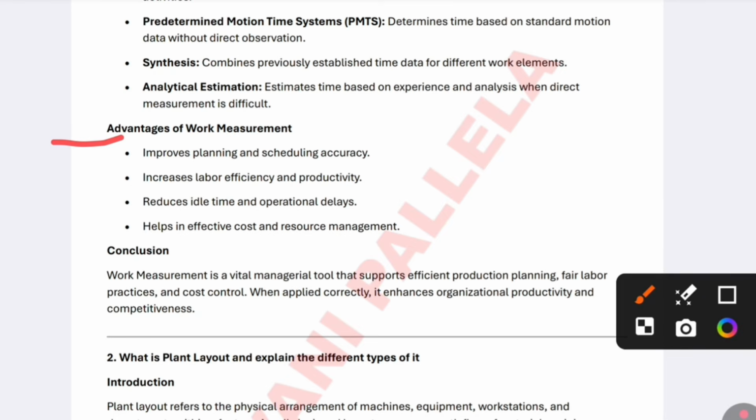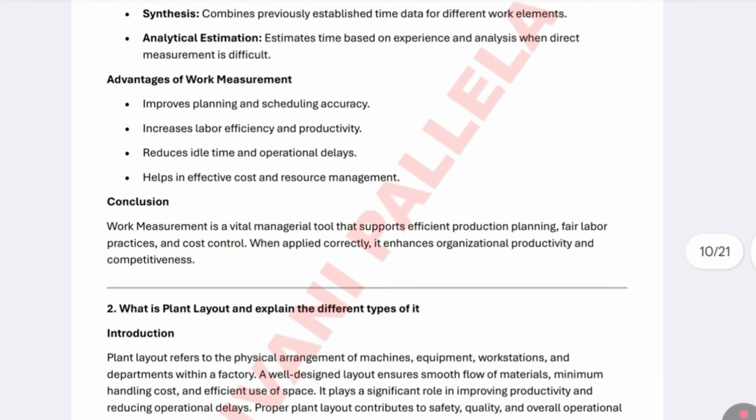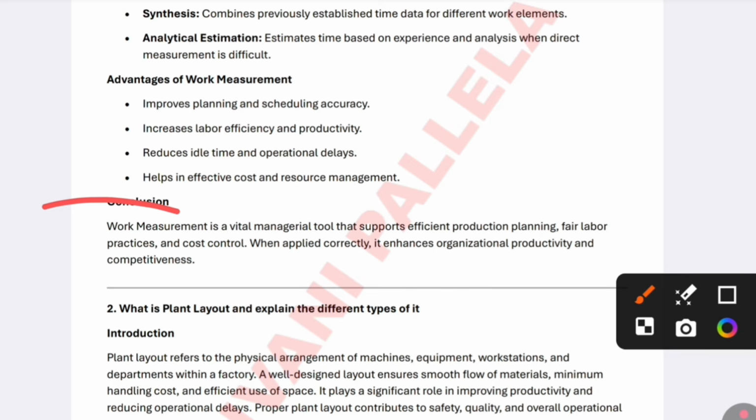It improves the production and planning accuracy, it improves the labor efficiency and productivity, it reduces the idle time and operational delays, and it helps in achieving effective cost resources. Okay, so conclusion, in every question conclusion is not mandatory, it depends on your wish. Okay, if you want to write, you can write it.